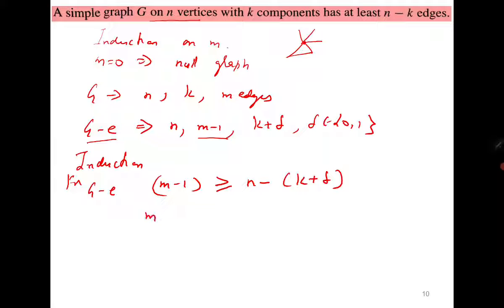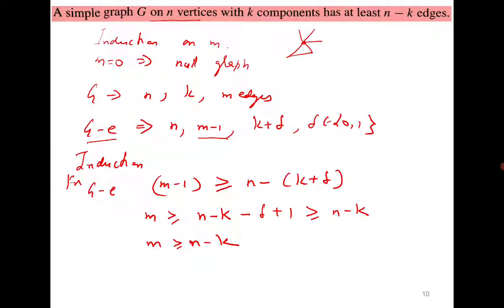Now if I take 1 on that side, then we get n minus k minus delta plus 1. So either delta is 0 or delta is 1. In both the cases, this quantity is greater than or equal to n minus k. Therefore, m is greater than or equal to n minus k. And it means that the number of edges is at least n minus k. That proves our result.